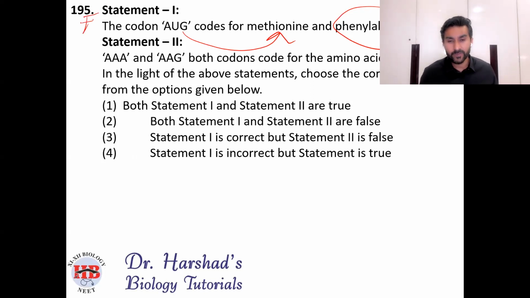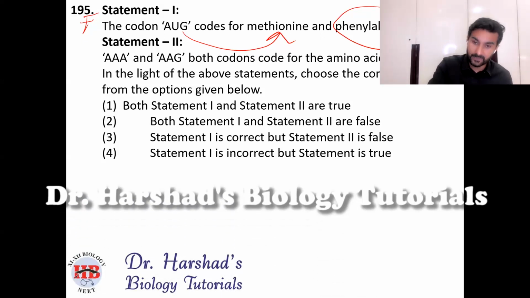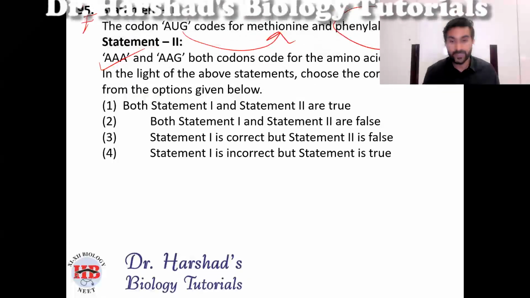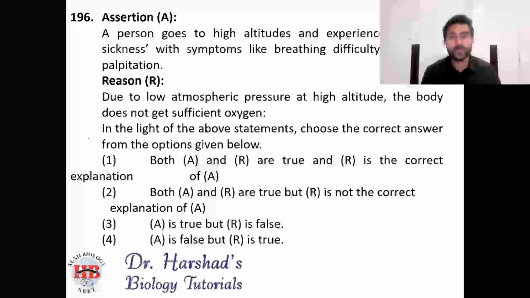The second statement talks about AAA and AAG both coded by lysine. Yes, that's a true statement. Lysine is coded by both of them. So statement one is incorrect. Statement two is correct. Our answer in this case would be option number 4. We go to the next question.